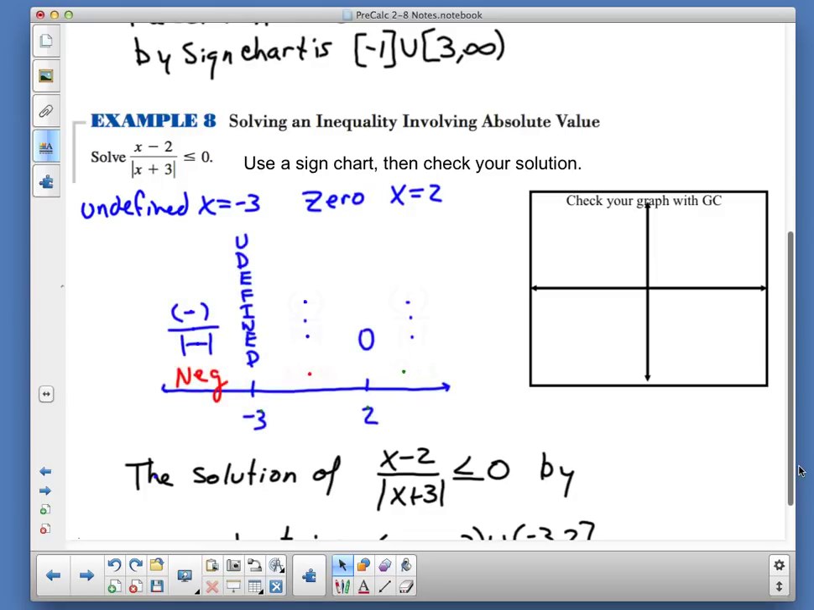So I do the same check between -3 and 2. I'm going to grab 0 because I like dealing with that. So 0 goes in of x minus 2, and that's negative on top. 0 goes in, it's positive on the bottom, so that's what I've got going on, and that's going to be negative as well.